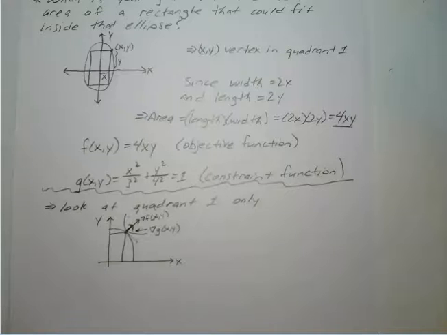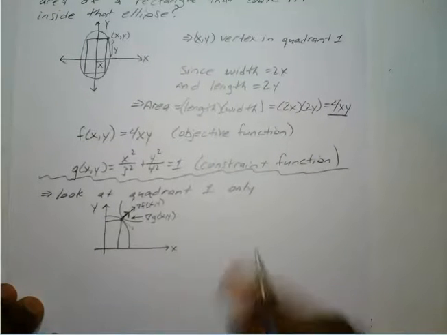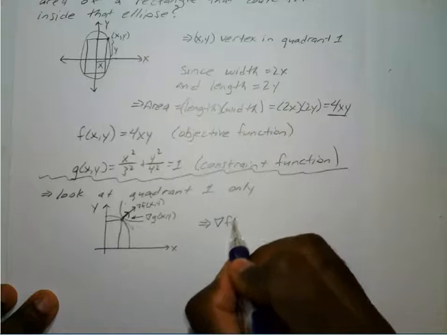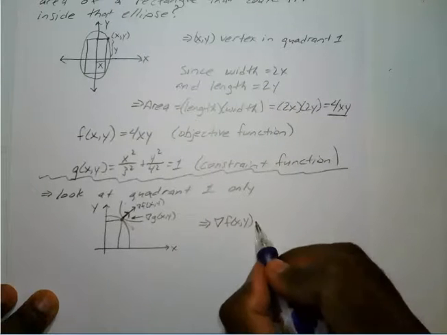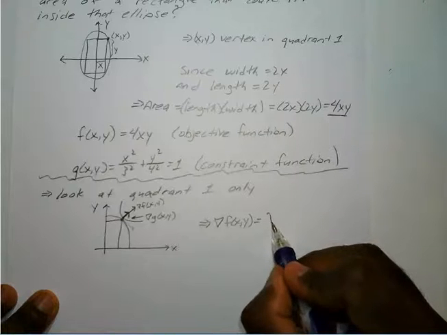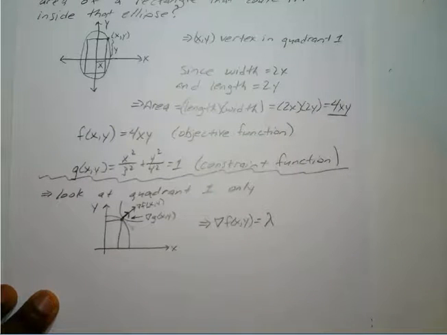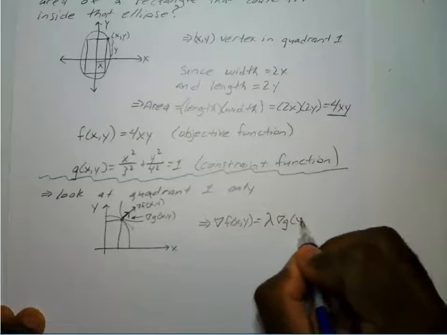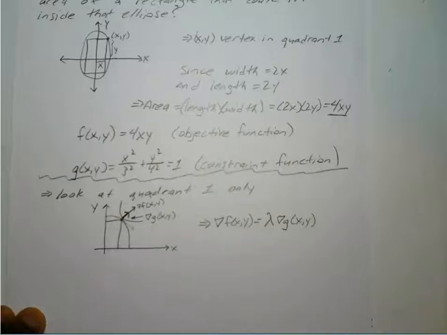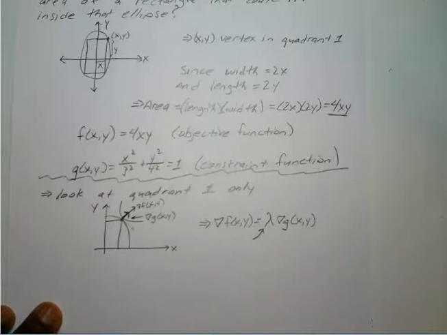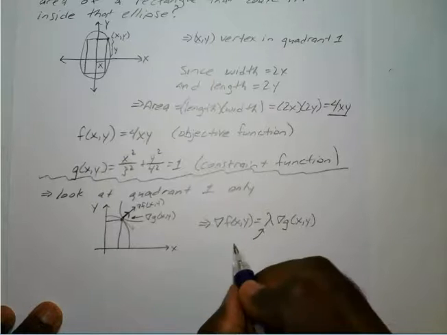Okay? Now, if they're scalar multiples of each other, that means that the gradient of f of x, y has to equal some scalar multiple, which throughout mathematics they usually use lambda in this case, scalar multiple of the gradient of g of x, y. Now that scalar multiple is called the Lagrange multiplier.